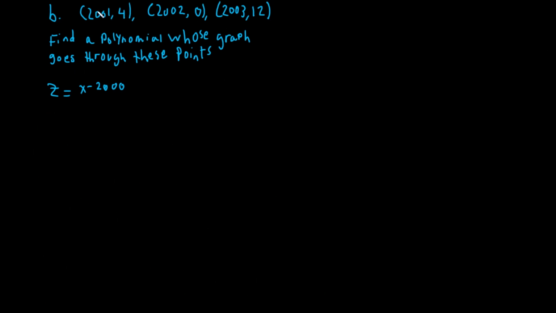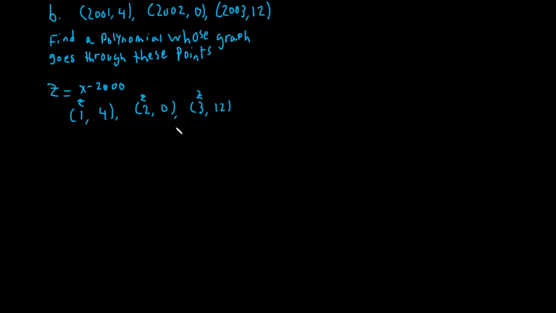Here, instead of x, we have to write z. So since z is equal to x minus 2000, we'll get 2001 minus 2000, which is 1. So our first point will become 1, comma 4. Once again, y remains the same. This is no longer x, but this is z. The second point would be 2002 minus 2000, or 2, comma 0. Once again, this is z, not x. And lastly, our third point would become 2003 minus 2000, which is 3, comma 12. Our y remains the same, and this is z.